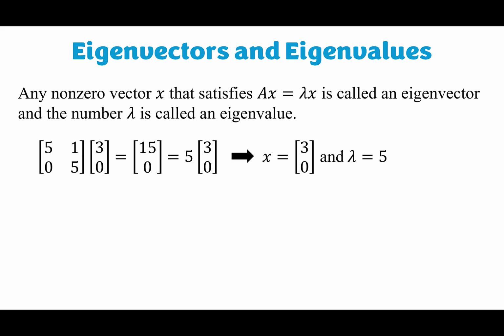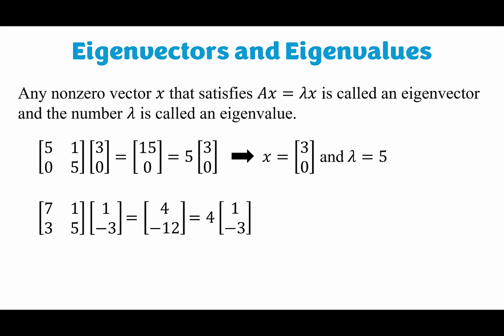Let's look at a new matrix here, 7, 1, 3, 5. If we multiply that by 1, negative 3, we get 4, negative 12. And notice that's a scalar multiple of the original vector 1, negative 3. It's being scaled by 4. Therefore, 1, negative 3 is an eigenvector. So that is our x vector. And lambda equals 4, that's our eigenvalue, because we have Ax is equal to 4x in this example.